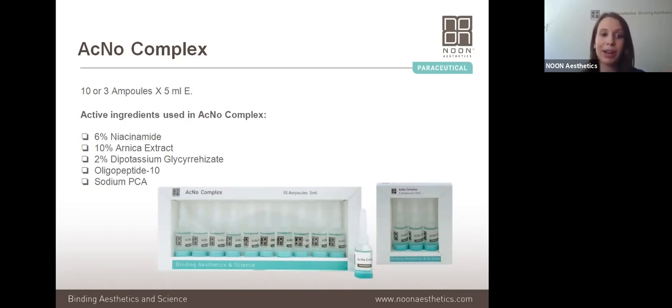This is in high concentration, it's 6% of it, and can really help us with inhibiting and helping with hyperpigmentation disorders. Plus, we also have ingredients that can help us soothe the skin, anti-inflammatory agents, which are the arnica extract, 10% of it, and the potassium glycyrrhizate, also oligopeptide 10. All of these can really help us.